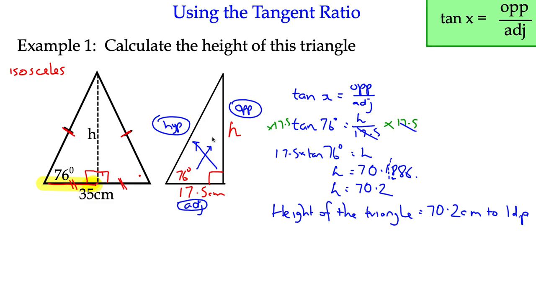I've created a right angled triangle from an isosceles triangle because of a particular property that says that height line cuts into two equal parts. Okay, let's have a look at a second example.